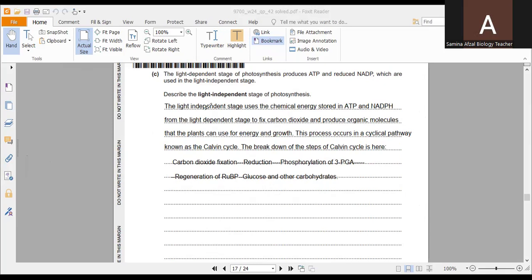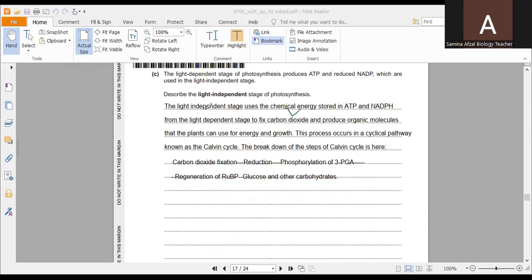And thirdly, the second stage is started, in which the formation of carbohydrate takes place. During the light independent stage, light energy is not required because there is no need for light now, because light has already been absorbed during the light dependent stage. Here there is no dependence on light. During the light independent stage, the chemical energy stored in ATP and NADPH from the light dependent stage is used to fix carbon dioxide and produce organic molecules.